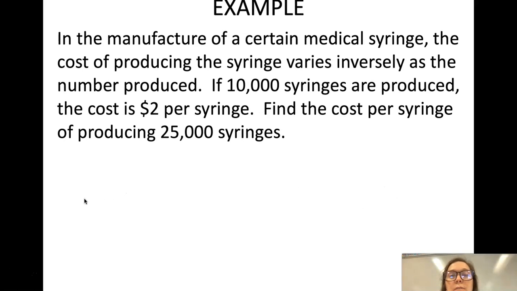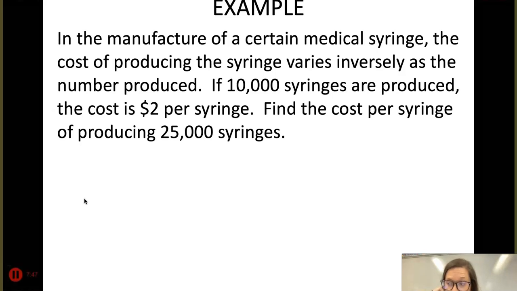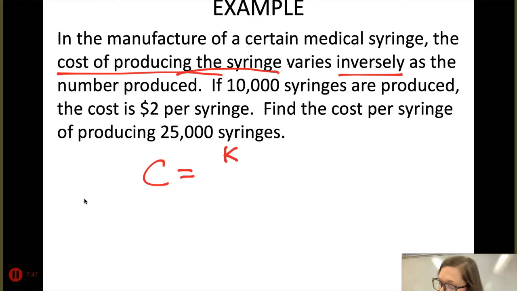All right, so here's our example. In the manufacture of a certain medical syringe, the cost of producing the syringe varies inversely as the number produced. So always find that word varies, and notice what is in front of it. The stuff in front of it is your y. So the cost is my y. Varies inversely, so that means I'm going to have a k over something. What is that something? The number produced, so I'm going to make it n.